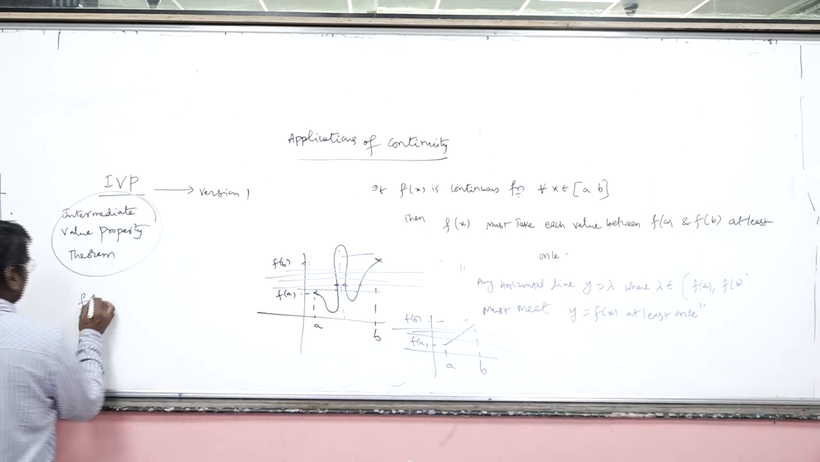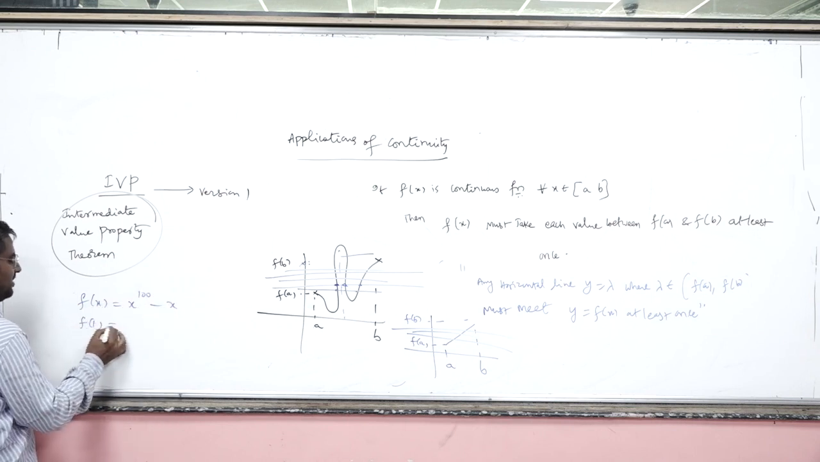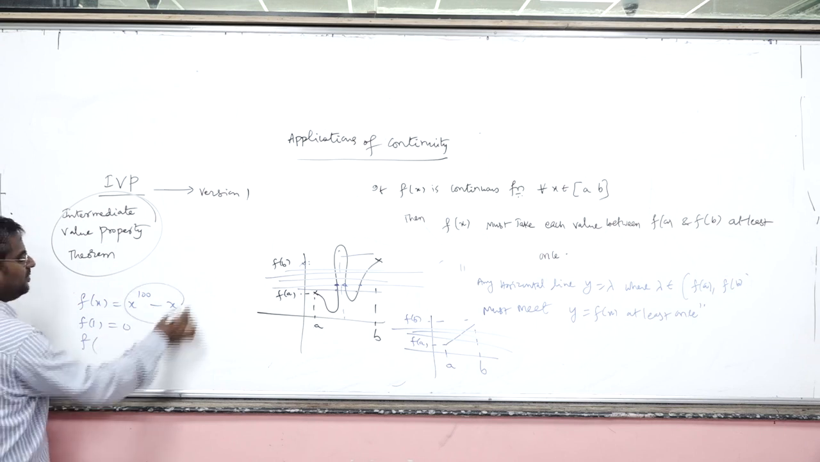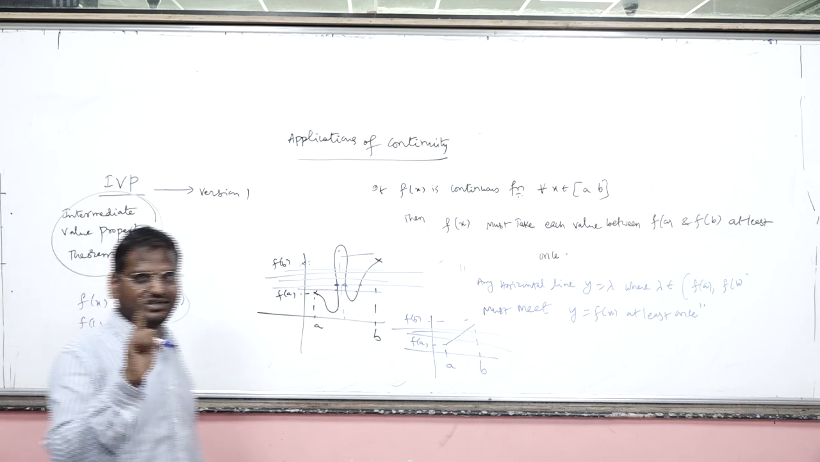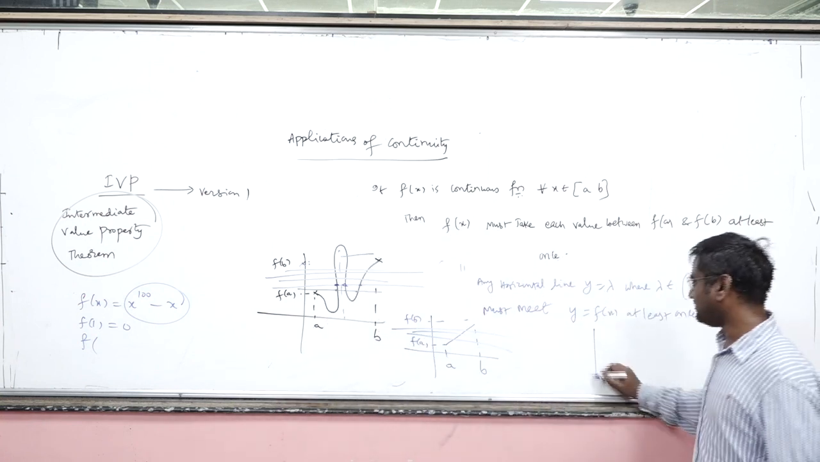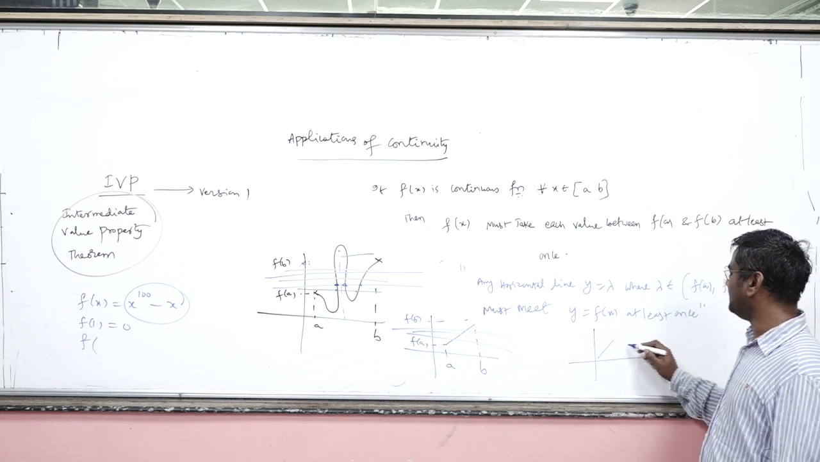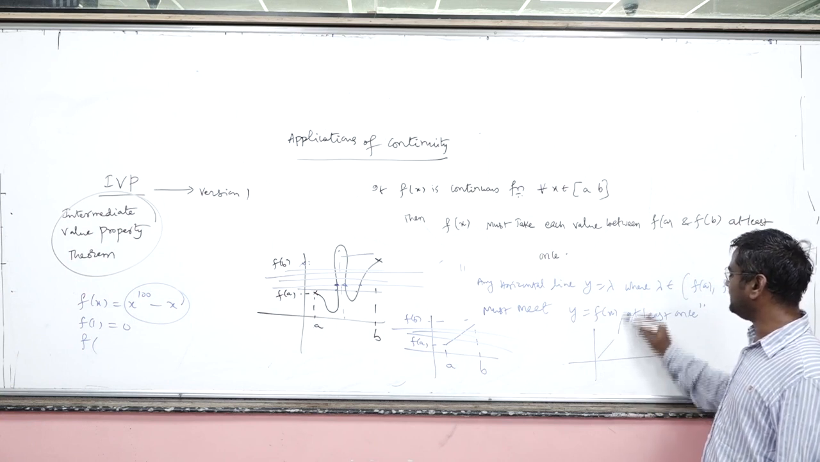So how do you make use of this rule? One simple thing. f of x equal to x power 100 minus x. f of 1 equal to 0. This is a polynomial, so it must be continuous. Continuity is a prime requirement to apply this theorem. Why? Because if it is discontinuous, it may meet or may not meet. That I don't know. For example, if it is discontinuous, it is going like this.